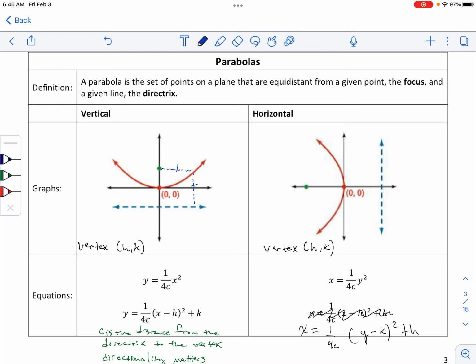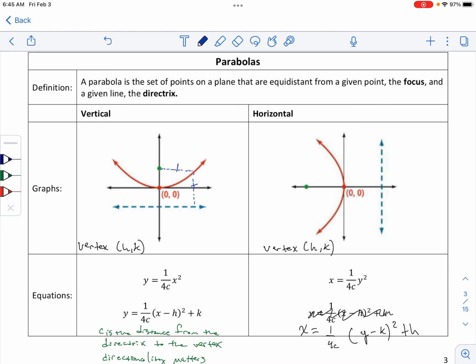That's the defining factor in what a parabola is. They all have to be equidistant. So anywhere on here you draw from the green focus directly over to the part of the parabola, and directly down to the directrix, those two values have to be the same.